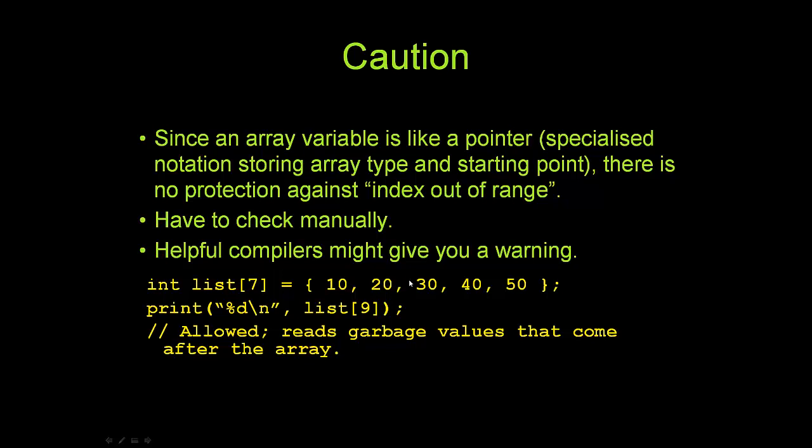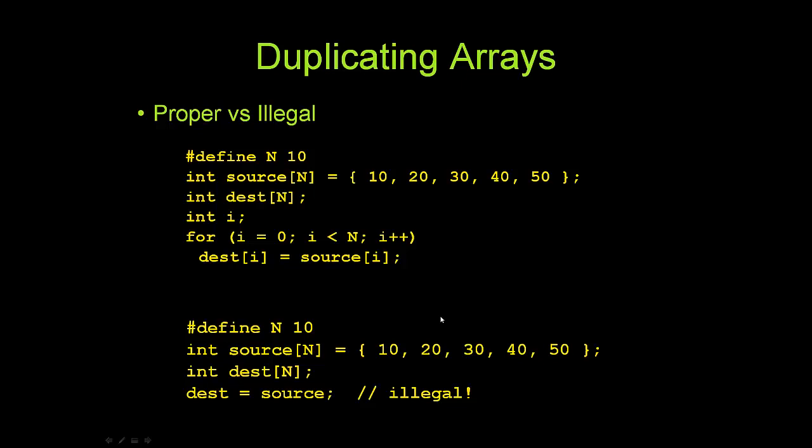For example, if you declare list 7 equal to this thing, then you access list 9, the compiler can check and give you a warning that you're out of range. Some things are legal, sometimes illegal. We do this: you define N as 10, and then you create an array of 10 elements, and then you set some of them. Destination is 10. For int you can just copy. Now if you do the same thing and you set destination equal to source, this is illegal because you can't actually assign arrays this way. You need to copy element by element.